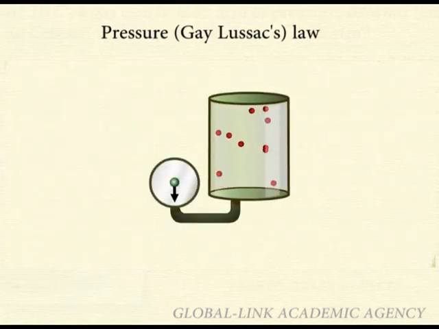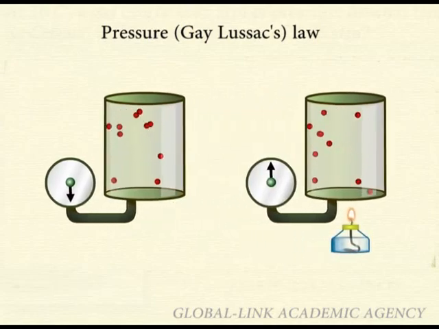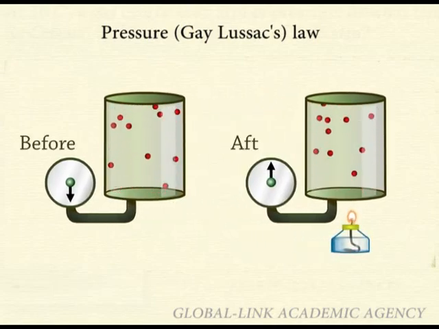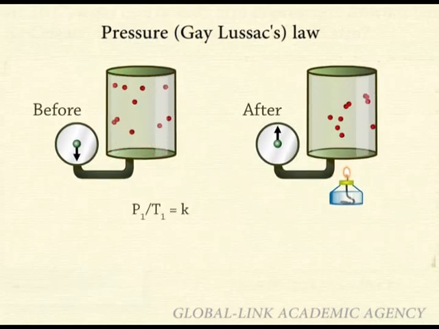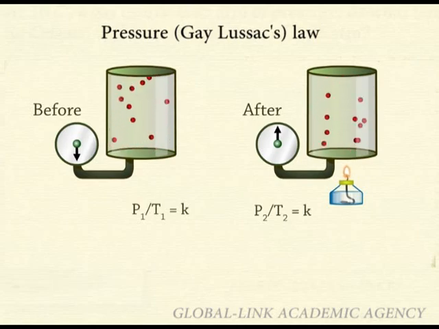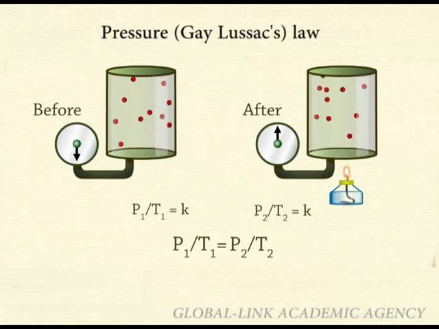The law is very often used to compare situations, a before and an after. In that case, we can say P1 over T1 is equal to K, and P2 over T2 is equal to K as well. Combining the two, we have P1 over T1 is equal to P2 over T2.